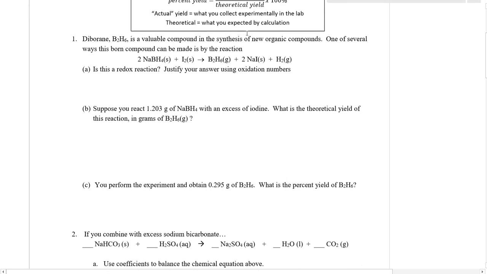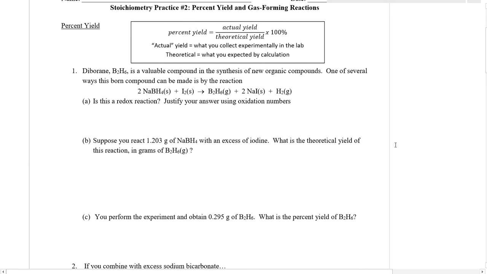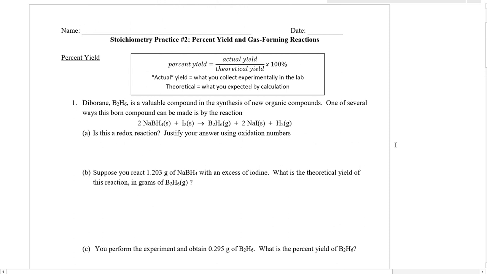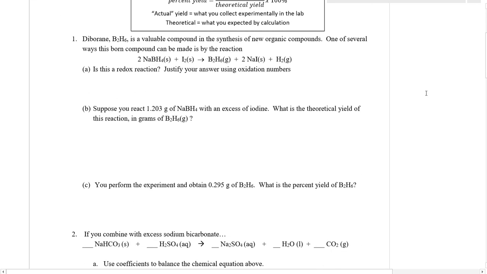In this video, we're going to talk through some problems related to percent yields. These are some stoichiometry problems. And the percent yield, as you can see by this formula up here at the top, is the actual yield divided by the theoretical yield. So the actual yield is what you actually collect when you do the experiment in a lab and weigh it. And then theoretical is what you expected to get by calculation. So theoretical you find via stoichiometry.